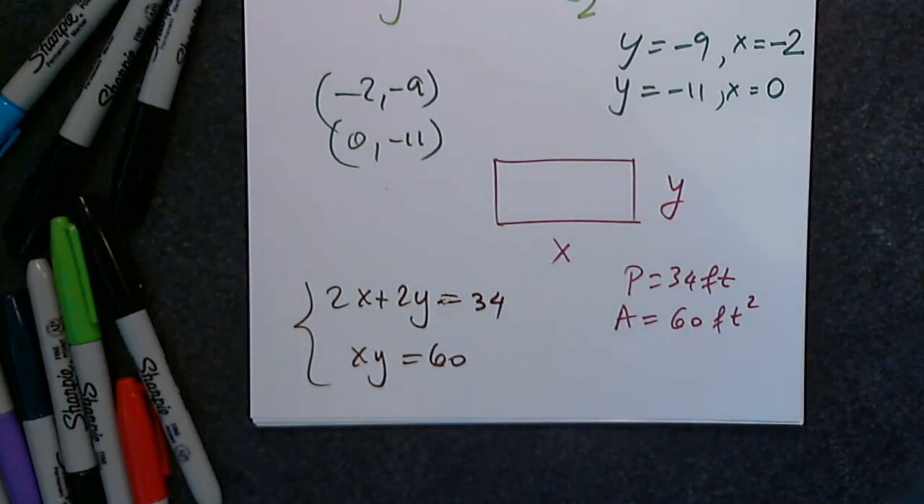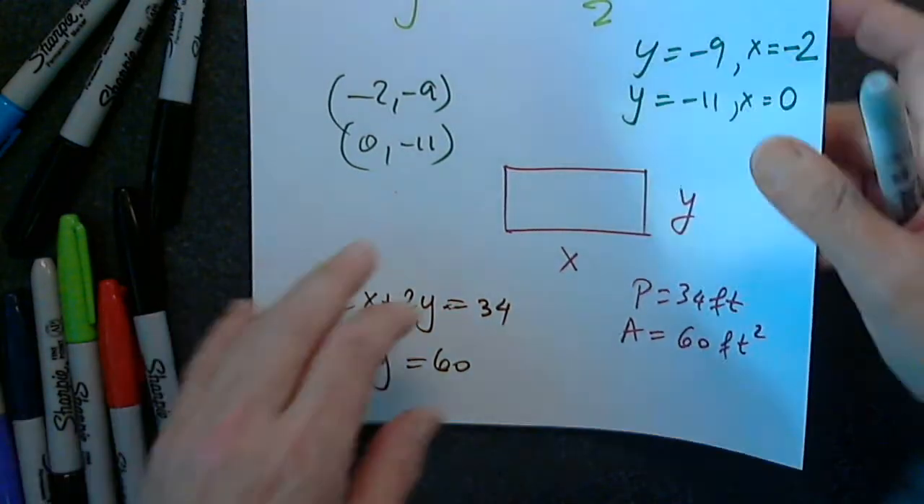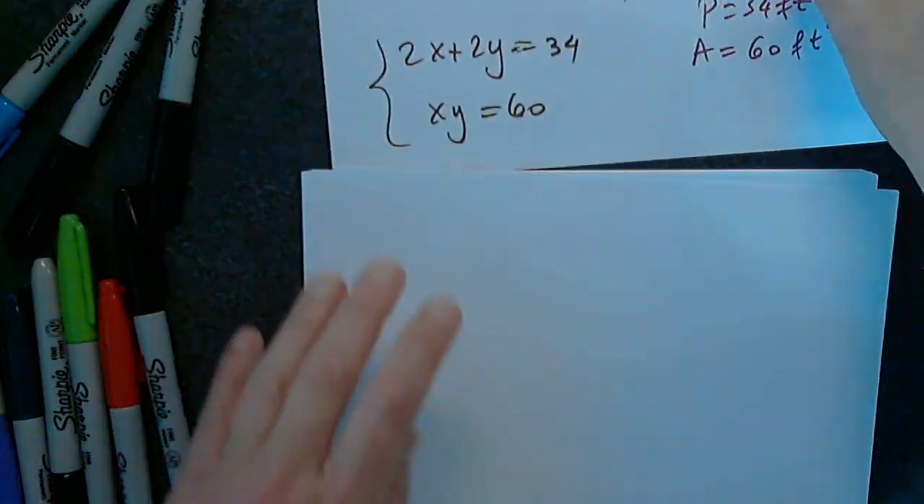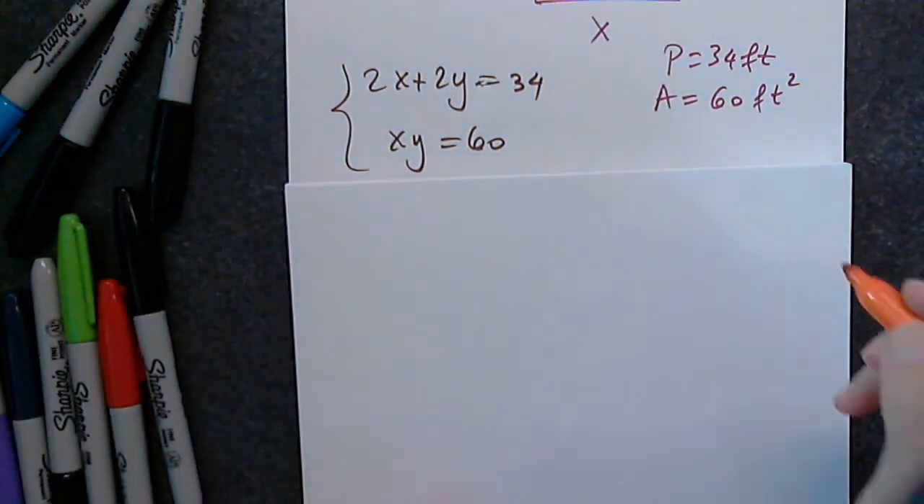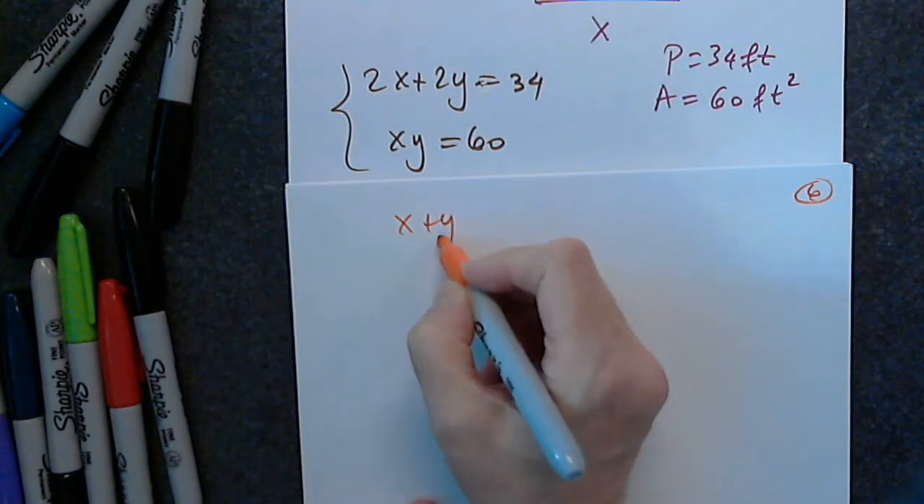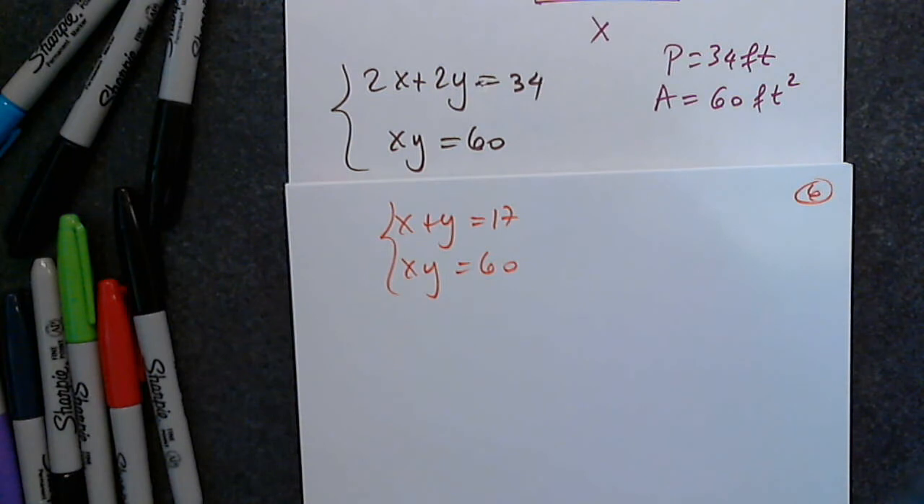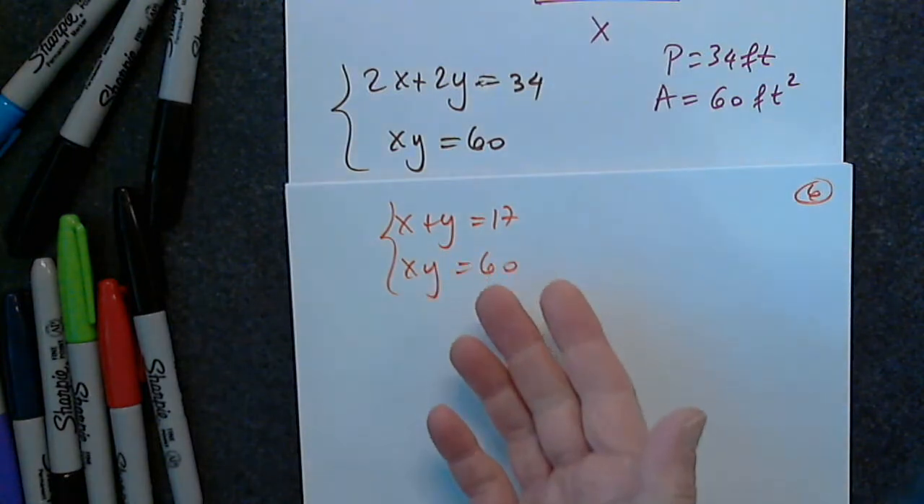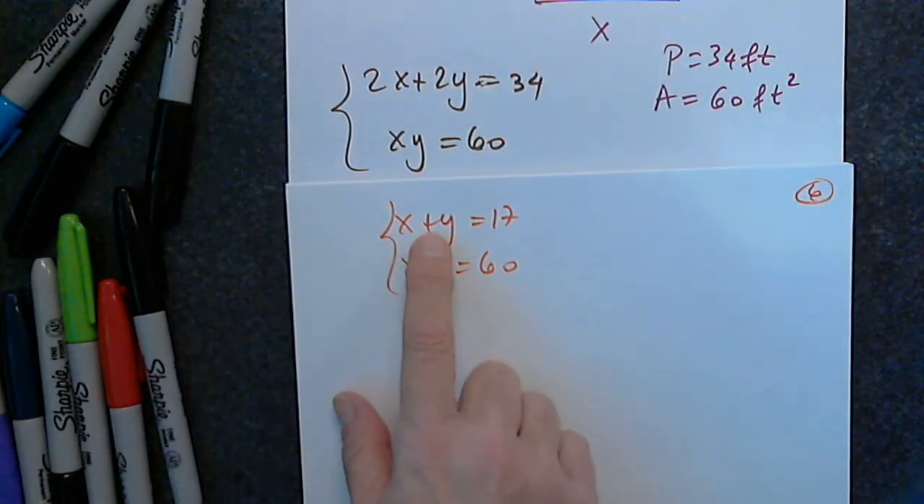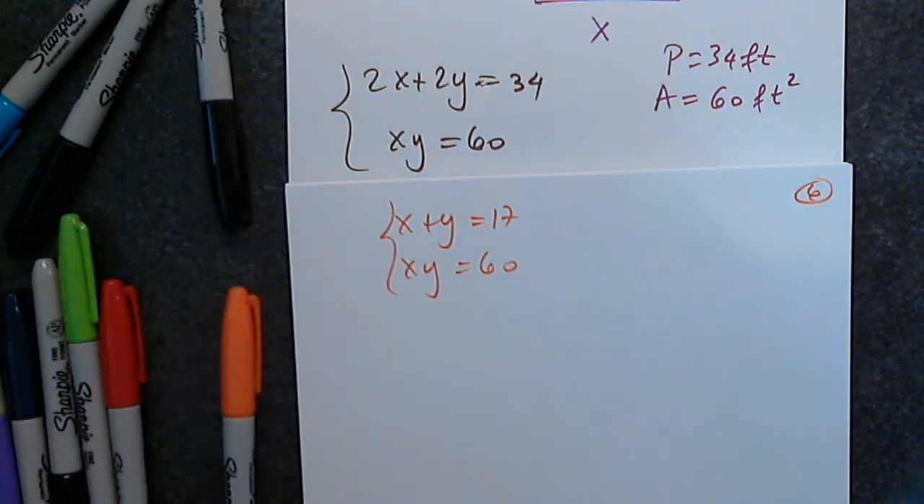How do we proceed? How do we solve the system? Substitution, elimination, which one? I will recommend simplifying the first equation by dividing both sides by 2. So I have x plus y equals 17, and then xy equals 60. We cannot use elimination. The variables are not the same in the sense that this is a product and this is not. So I recommend substitution.